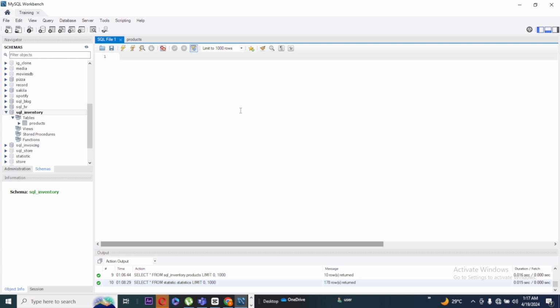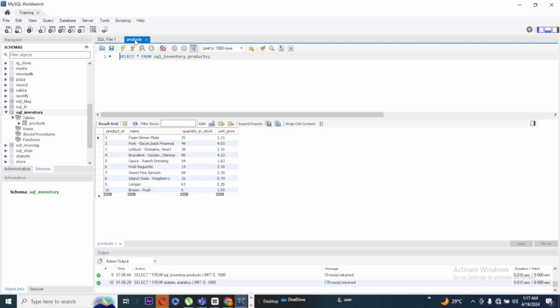Okay, so right now I'm going to use my database called SQL inventory, and let's have a look at it. So we have our product ID, we have our name, we have quantity in stock, and we have unit price. So when we are talking about calculation, it is when we include multiplication, subtraction, and addition in our query.